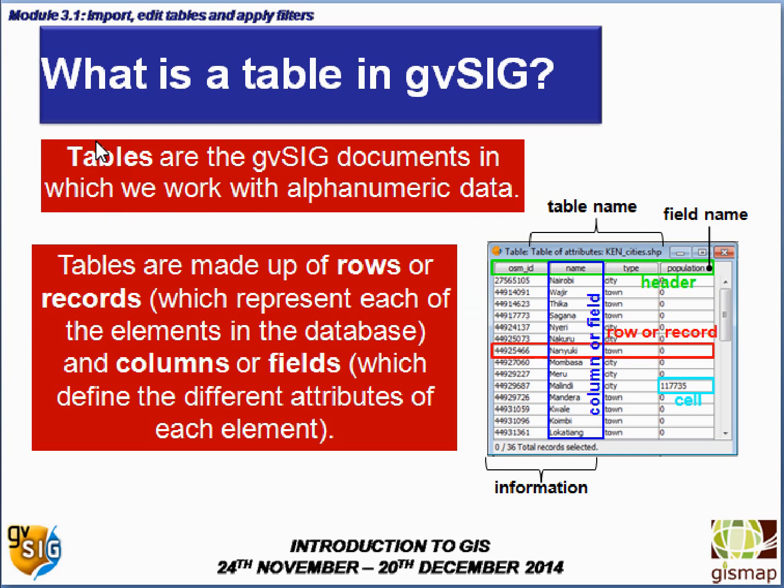First of all, what is a table in gvSIG? Tables are the gvSIG documents in which we work with alphanumeric data. Tables are made up of rows and records, which represent each of the elements in a database, and columns or fields, which define the different attributes of each element. You see here in gvSIG the table name, the field name or header, the column or field, the row or record, and the cell. Here on the bottom there is information about the table.